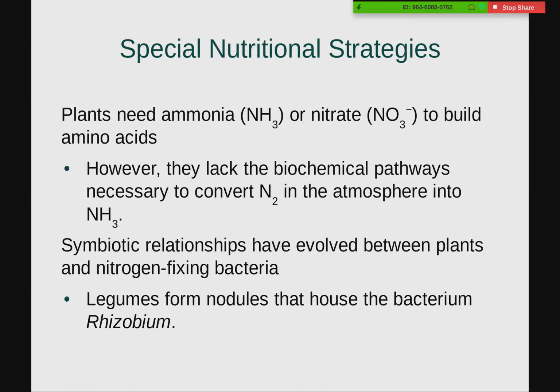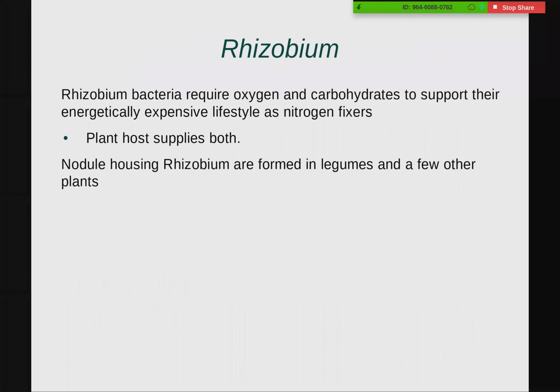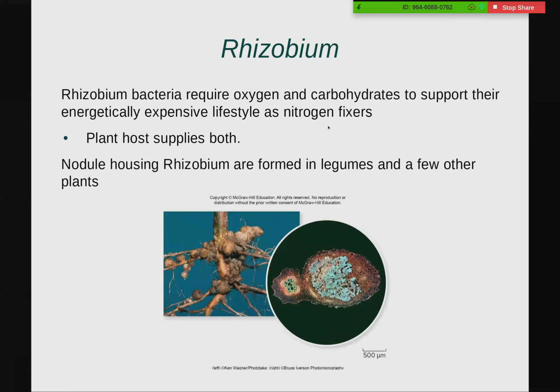Now, there are organisms that take atmospheric nitrogen, N2, and can actually fix it into ammonia. This process is called nitrogen fixation. But plants lack that capability, as do most organisms on the planet. So what plants have done is they've evolved symbiotic relationships with bacteria called nitrogen fixing bacteria. Now, we can actually look at these bacteria. The most common genus of bacteria that do this are the rhizobium.